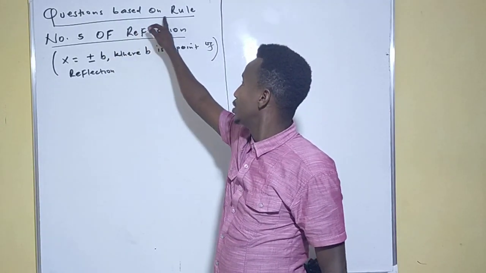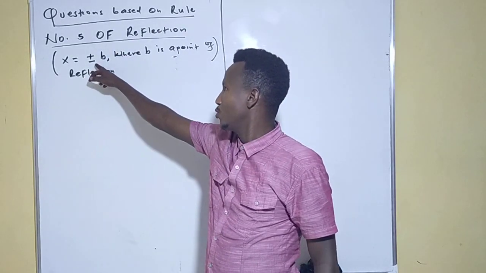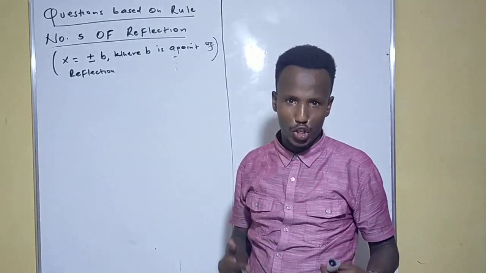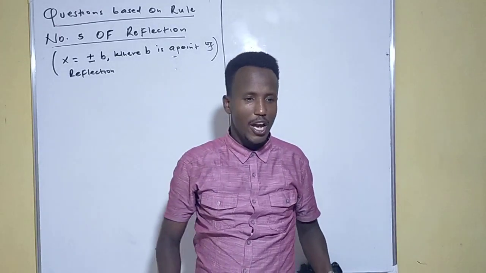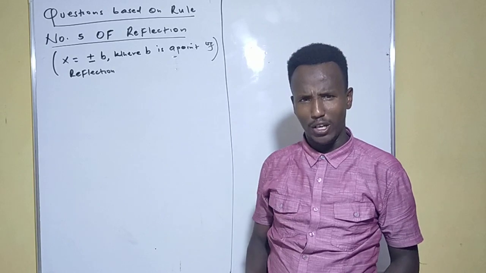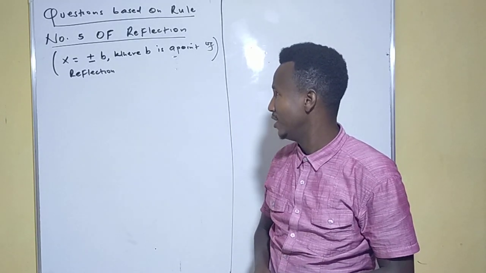So, questions based on rule number 5 of reflection. Rule number 5 was what? x is equal to plus or minus b, where b is the point of reflection. You'll be told to reflect onto x is equal to -4, or x is equal to +3. So what are you going to do? What will be our procedure then? That's the question. So this is very easy.